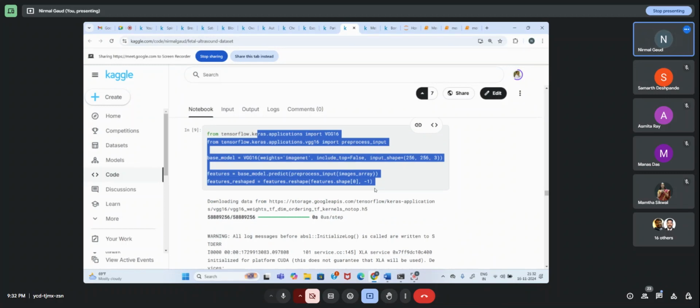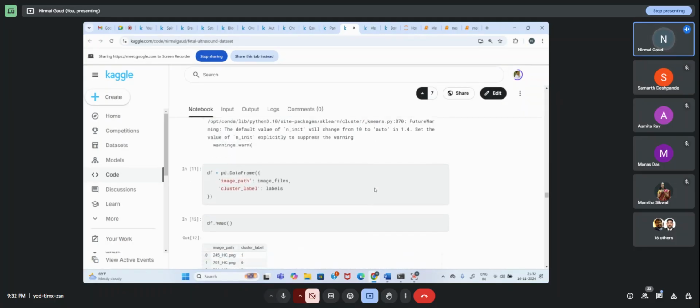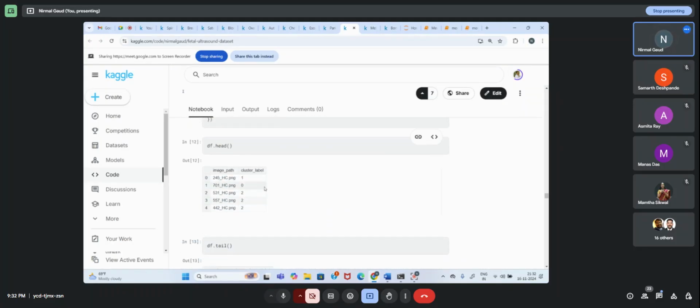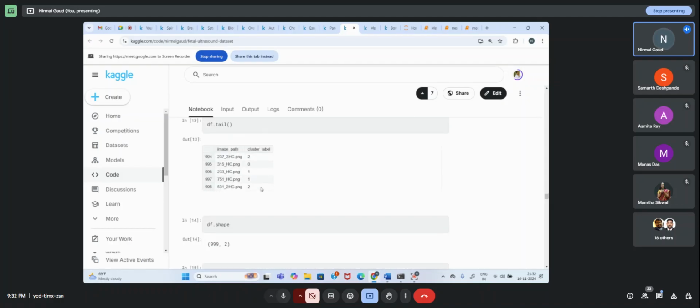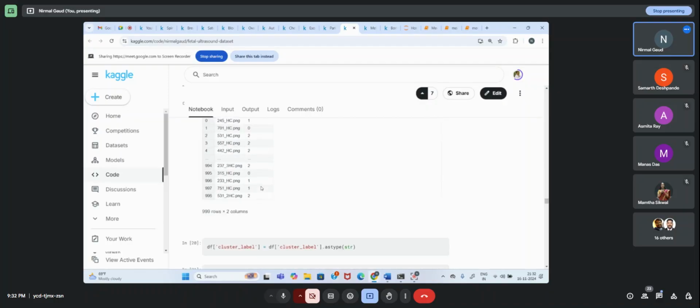You can apply VGG16, or any other algorithm to extract the features from the images, like DenseNet or whatever you want to apply. DenseNet is proved to be better, so that's also something you can do. Okay, got it. So I applied this, then performed K-means clustering, then created a data frame, and then I performed the classification.